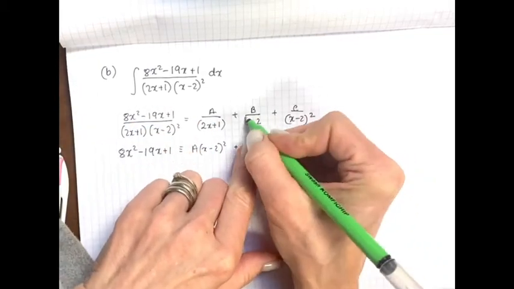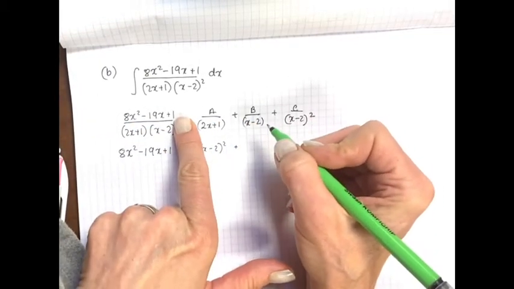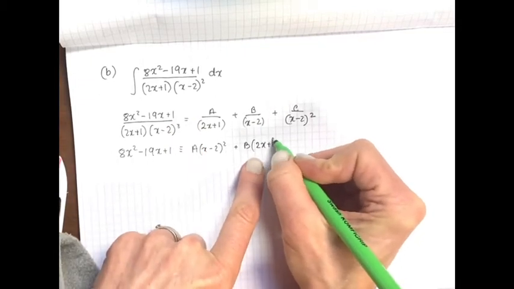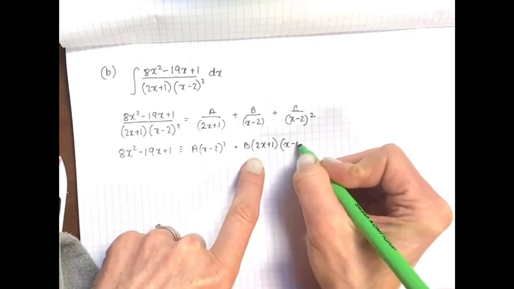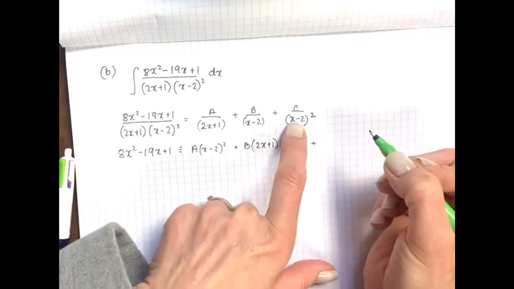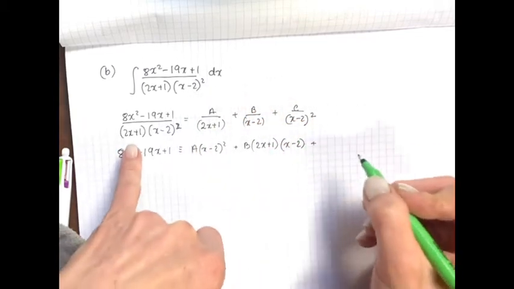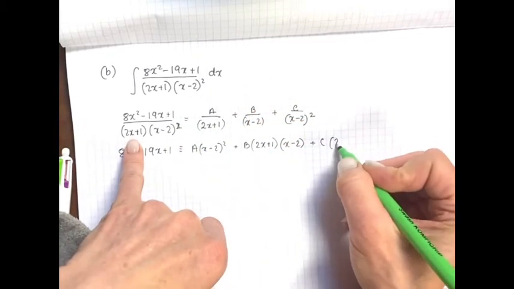B has got x minus 2, so if you use 1 x minus 2, you're multiplying it by 2x plus 1, and then 1 of x minus 2. And finally, C is already multiplied by x minus 2 squared, so you've got left with giving it 2x plus 1.